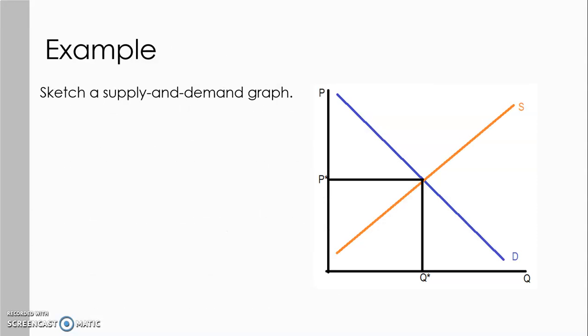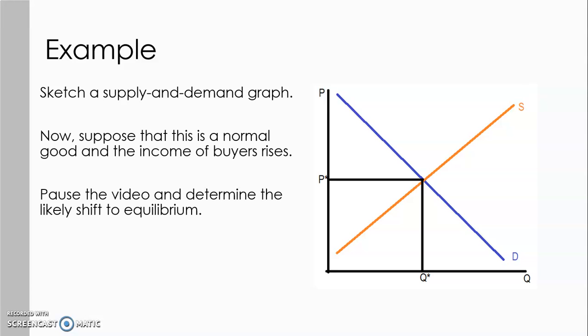So, first thing we want to do is always just sketch a market that's humming along in equilibrium. We have a P star and a Q star here, orange supply curve, blue demand curve. We're ready to go. Now, suppose this is a normal good and that buyer's income rises. Pause the video and determine the shift.